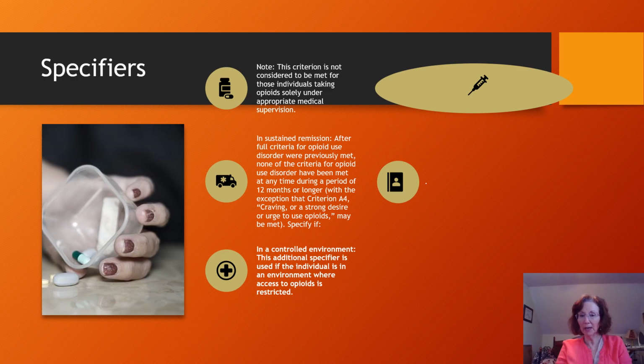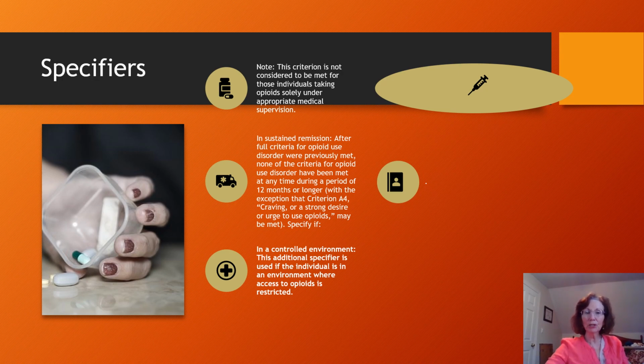So there are some specifiers with opioid use disorder. This criterion is considered to be met if individuals are taking opioids solely under the use of a physician. So sometimes we have physicians who are prescribing opioids, and we have to put this specifier in the criterion. And what that means is to let the treatment planning committee know that this patient was indeed taking opioids under the direction of a physician.